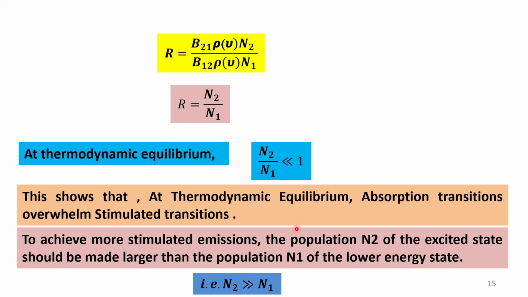Then the population inversion will be achieved between the metastable state and the ground state, and that population inversion can be obtained with the help of some external systems, which are known as the pumping system. So in the next lecture we will see the different types of pumping methods which are useful for achieving the population inversion.